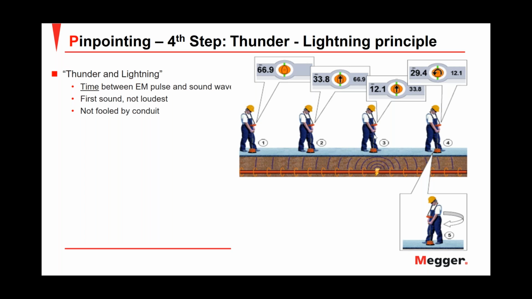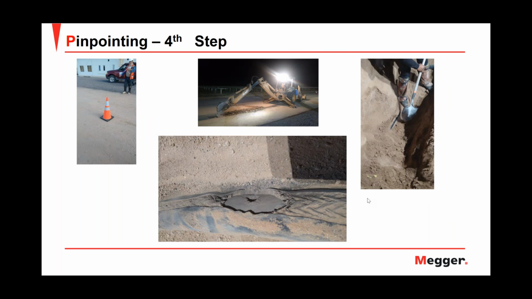And when he's on top of the fault, this number will be the minimum, in this case 12.1, and when he passes the fault, the number will start to increase. And the nice feature of the digiphone is that if you pass the fault, you will have an arrow that indicates that you need to turn because you already passed the fault. So once you're done with the pinpointer, you will be able to dig the hole, find the fault, and put on a splice or do the repair of the cable.